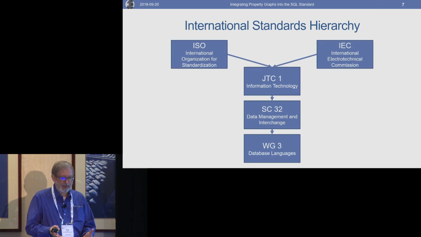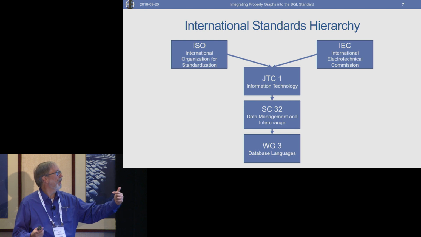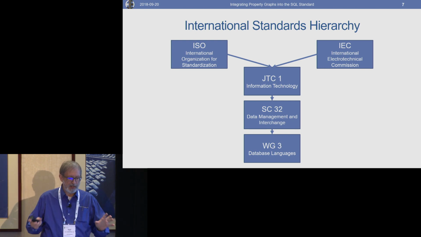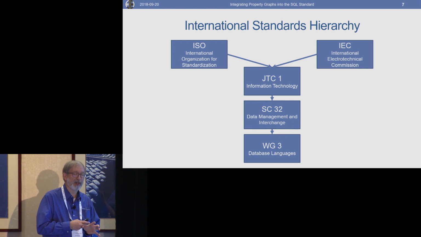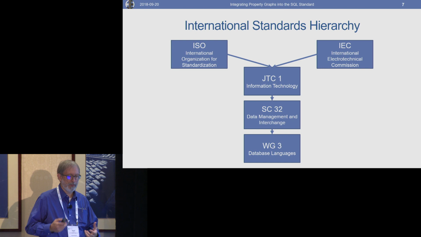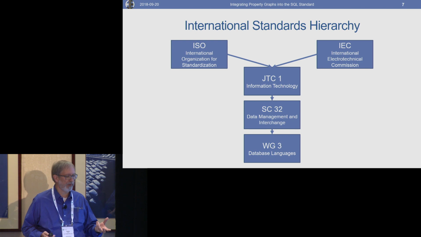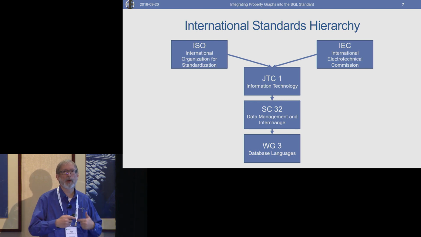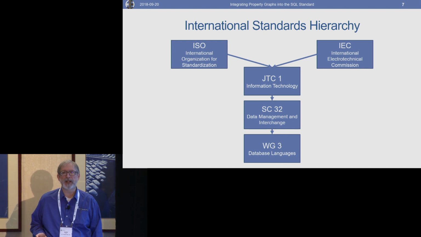So the best way to describe this is a graph. So there are two organizations, ISO and IEC, and they have overlapping work, and they created something called Joint Technical Committee 1. And it worked out so well that, as far as I know, there's never been a Joint Technical Committee 2. Under JTC1, there are a bunch of subcommittees. The Data Management and Interchange is Subcommittee 32, and under Subcommittee 32 is Working Group 3, which is responsible for writing standards about database languages. Traditionally, we've looked at that as being SQL.